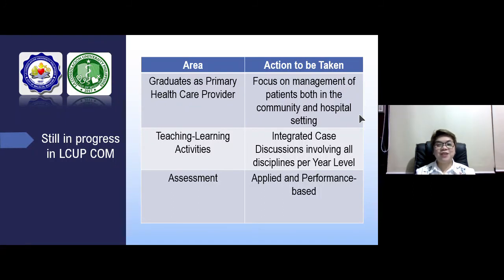There is still a lot of work to be done, and we are yet to fully reorient our teaching learning activities and assessment towards graduates being primary healthcare providers, like having integrated case discussions involving all disciplines per year level and more applied and performance-based assessment, the so-called authentic assessment.